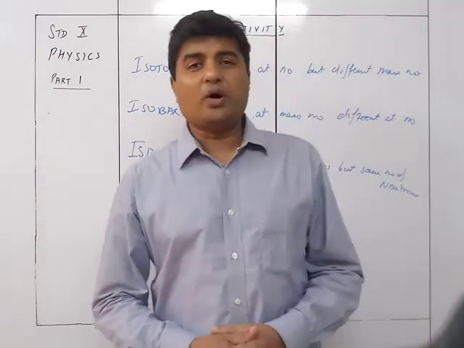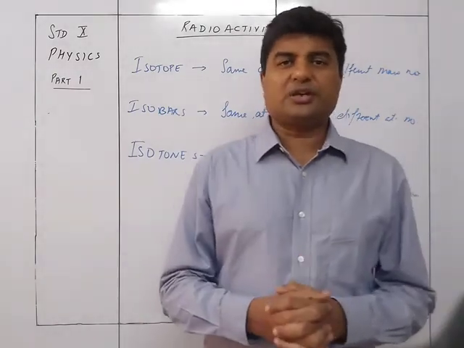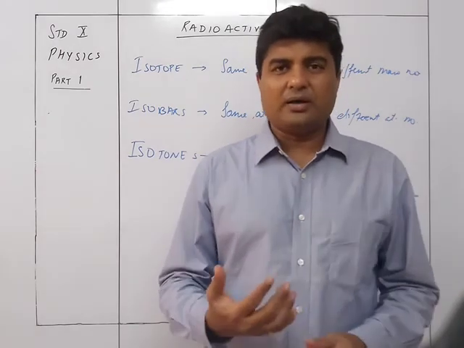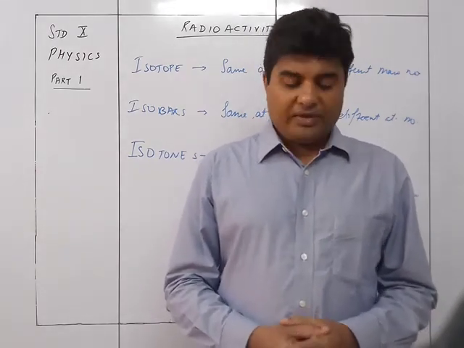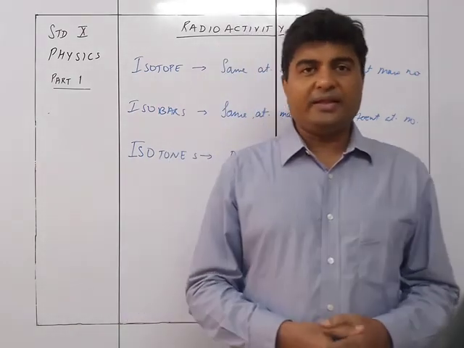So this was about the structure of the atom. That was one part of the chapter, the structure of the atom, telling you about the different kinds of isobars, isotones and isotopes. Now we move on to the main part of the chapter, that is radioactivity, in the next video.